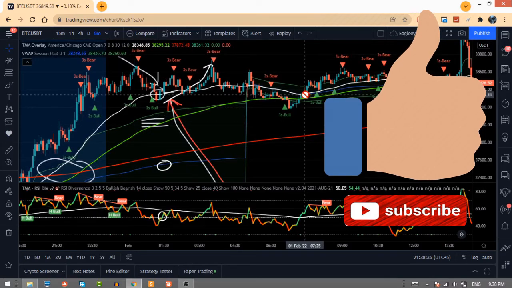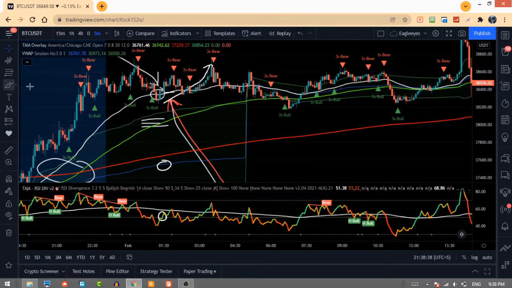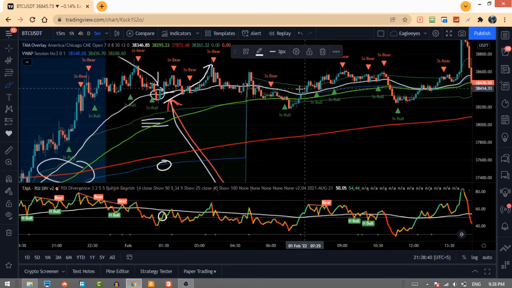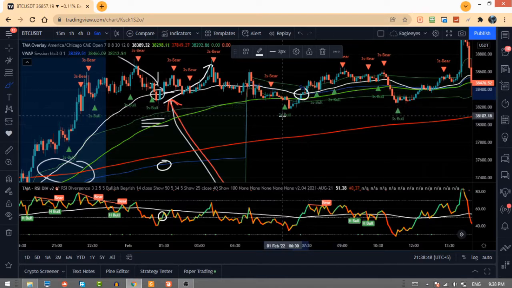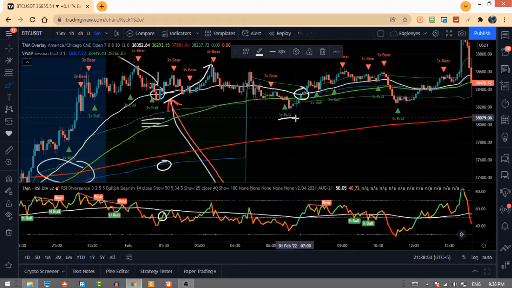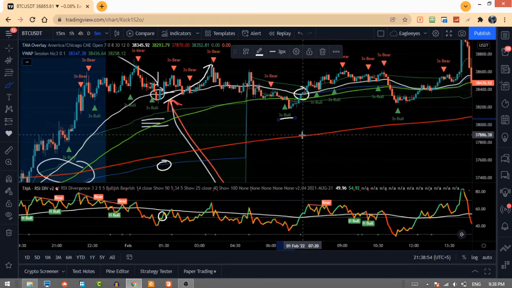Let's see if we can find one. Here I can see another buy signal. You can see the price moves above the 21 SMA, and there is also a 3S bull shown by TMA overlay. You can see here there is a trigger point.